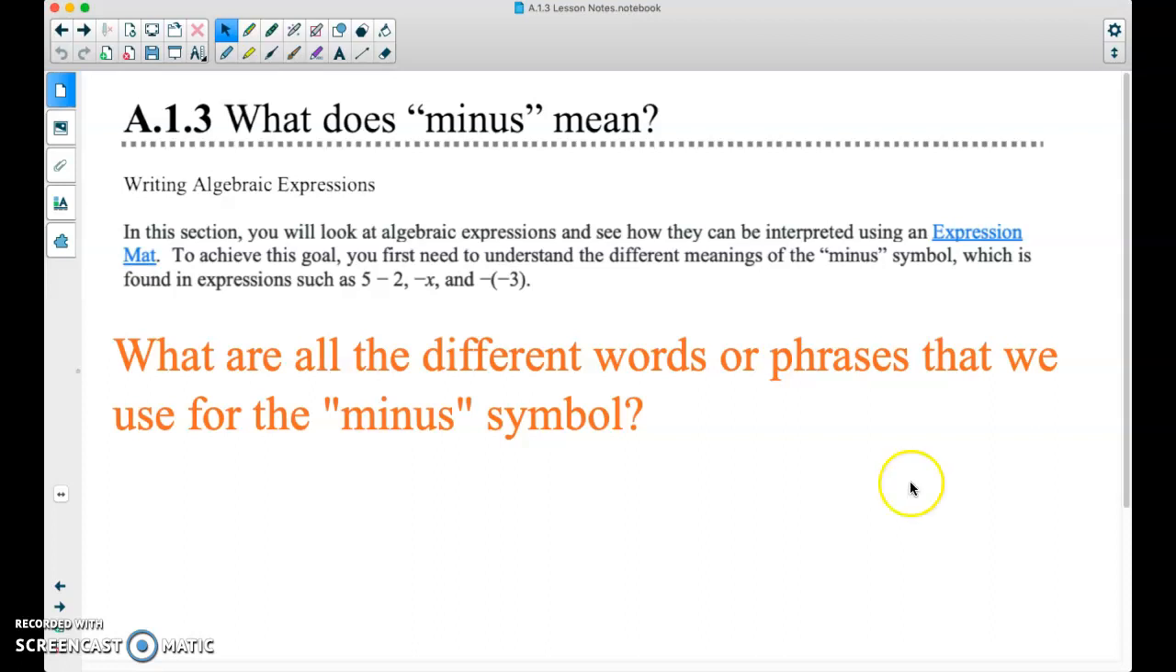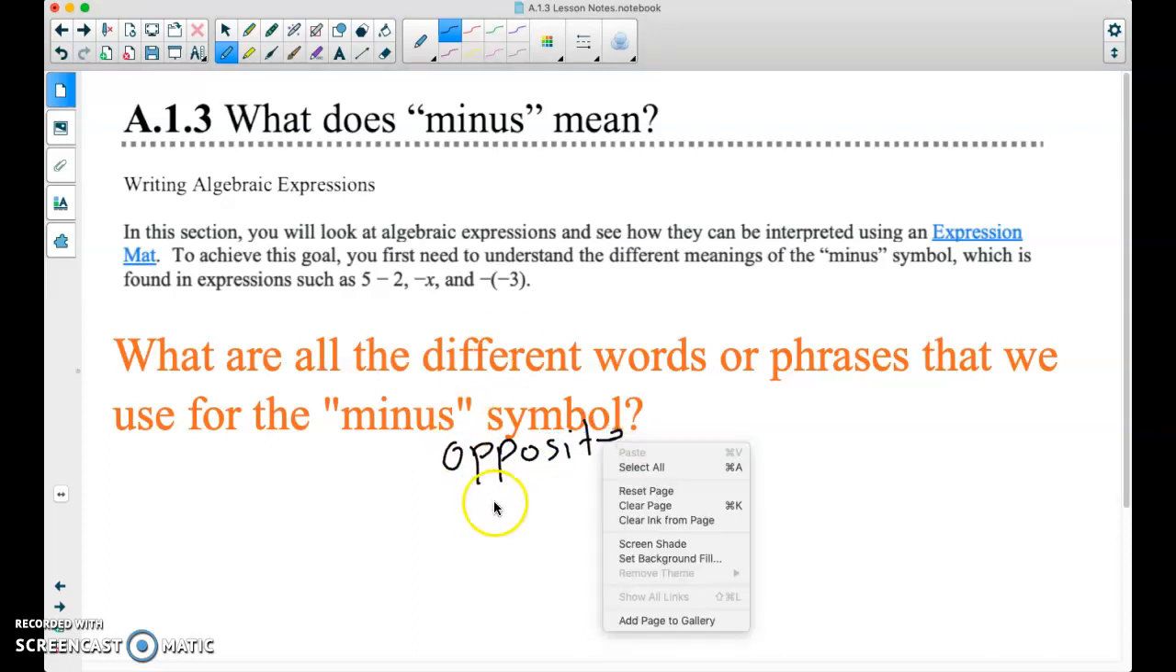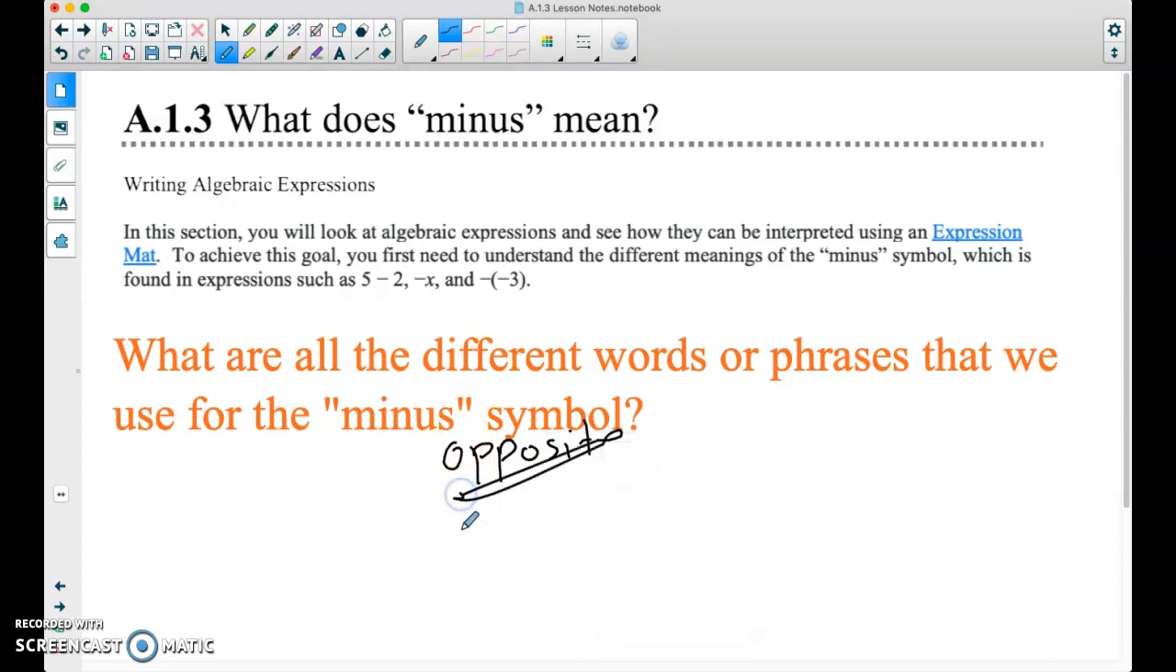So what are different words or phrases that we use for the minus symbol? Some other things we might have heard in the past that mean the same thing as minus would be opposite, or maybe even negative. Opposite or negative again. Apologies for that. Still trying to get the hang of this tablet here.